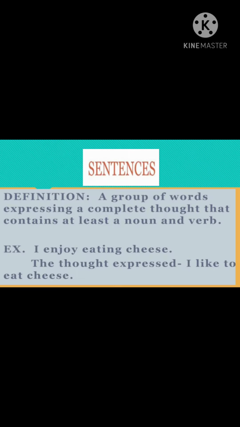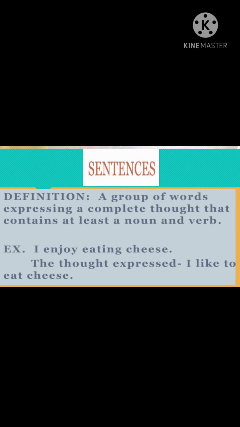Okay students, now let us learn first what are sentences. Let us learn the definition of sentences. A sentence is a group of words expressing a complete thought that contains at least a noun and a verb. Definitely it should have at least a noun and a verb, and it should express a complete thought. For that we call it a sentence, and it should be arranged in a proper sequence.